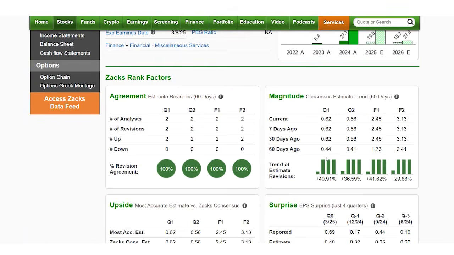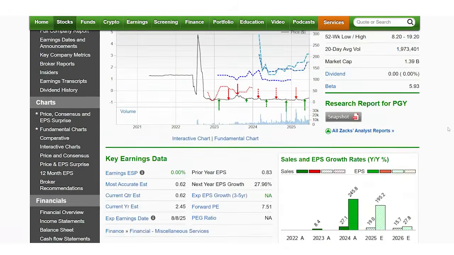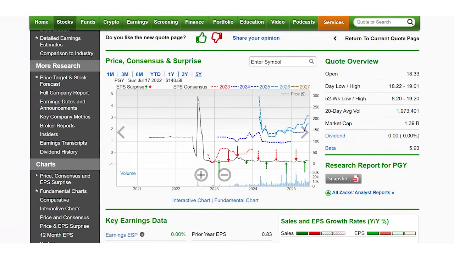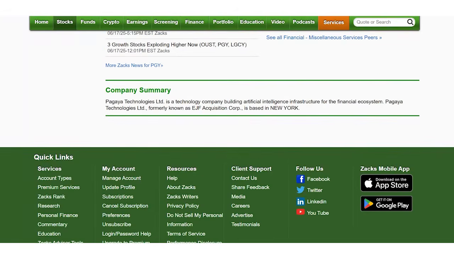Huge earnings estimate upgrades. 40% this quarter, 36% next, 42% this year, 30% next year. Got 2 analysts covering it. They're both upgrading the stock. And this is one of those turnaround things, right? Look at this thing. It was up to $300. Let's see what description we'll get into the chart.